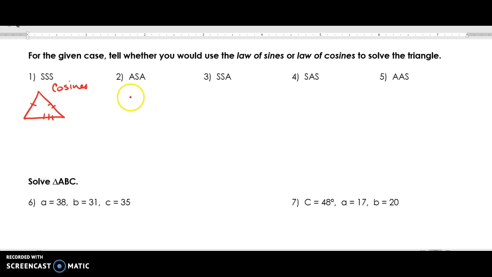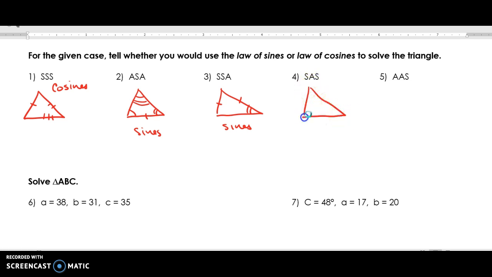Okay. For number two, angle, side, angle. So if I draw a triangle, I have angle, a side, and an angle. Can I use law of cosines here? And the answer is no. But since I could find this third angle and I know the side opposite, here I can use law of sines. I have side, side, angle, right? Here I know this angle, I know the side opposite, so I would use law of sines.